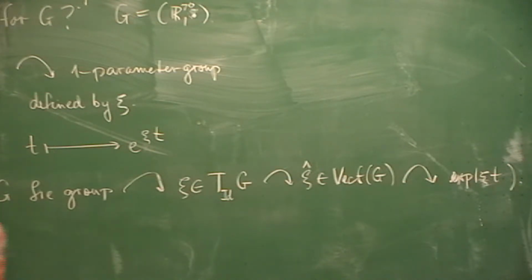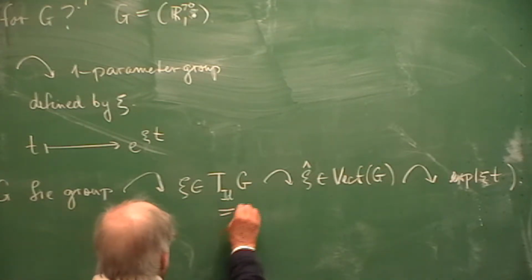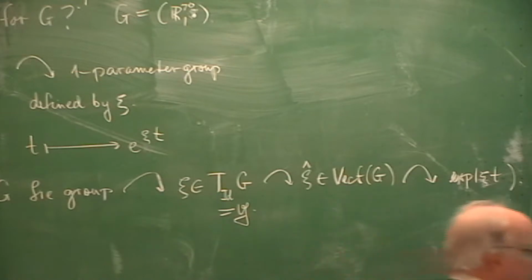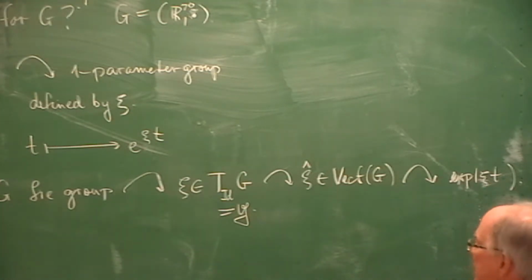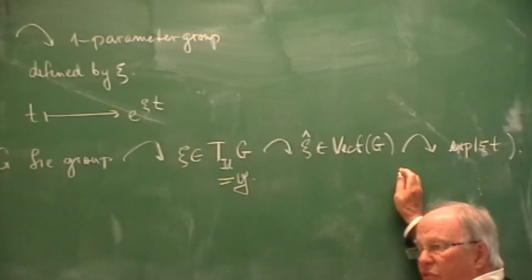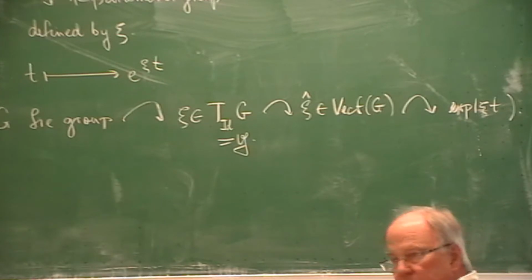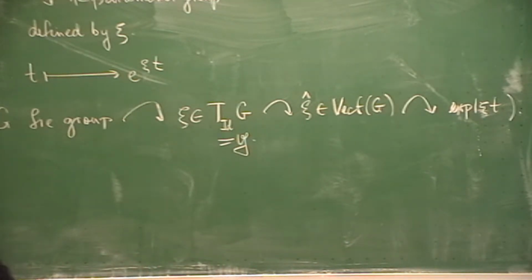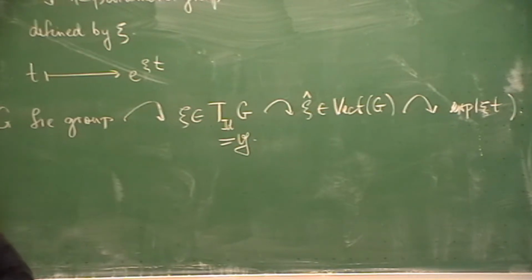So the Lie algebra, which is denoted by this, is an algebra. We're not going to talk about what it is as an algebra. It is really defined by one parameter subgroups. It's incredibly powerful. Now this thing is a Lie algebra. What is the algebra structure?